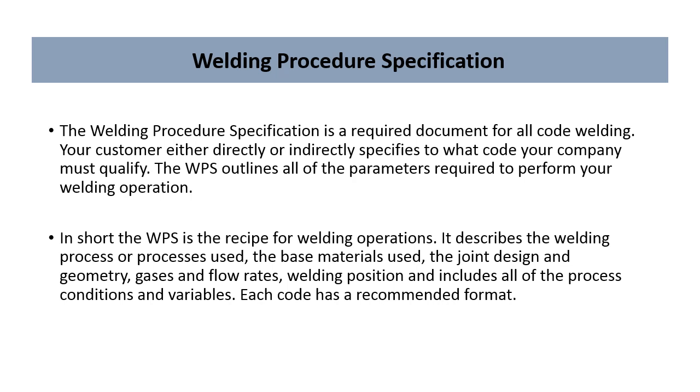The Welding Procedure Specification is a required document for all code welding. Your customer either directly or indirectly specifies to what code your company must qualify. The WPS outlines all of the parameters required to perform your welding operation. In short, the WPS is the recipe for welding operations. It describes the welding process or processes used, the base materials used, the joint design and geometry, gases and flow rates, welding position, and includes all of the process, conditions, and variables.